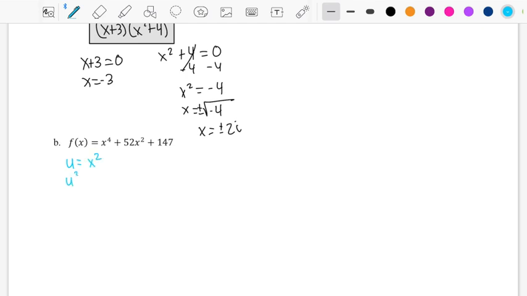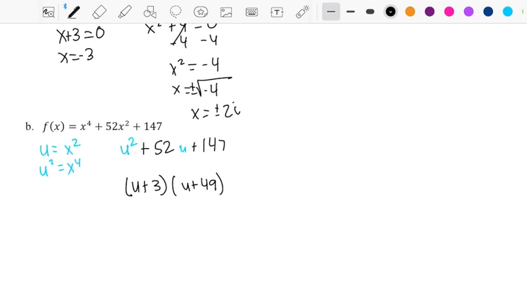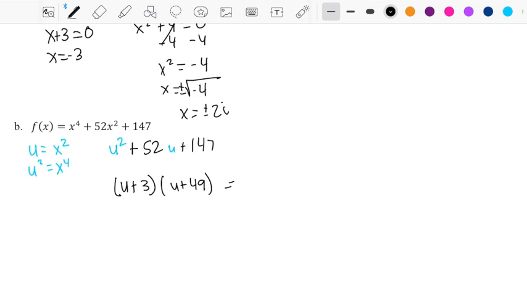So u equals x squared, and u squared would equal x to the 4th, which leaves me with u squared plus 52u plus 147. I'm going to be honest, guys. I cheated ahead of time and found what this one should be. But I am cheating. You should use the quadratic formula to do this. But I know that this factors into u plus 3 multiplied by u plus 49. I wouldn't have known that. I would have used quadratic formula on this. Nonetheless, here we go. We're going to set that equal to 0, which means that u can be negative 3 or u can be negative 49.